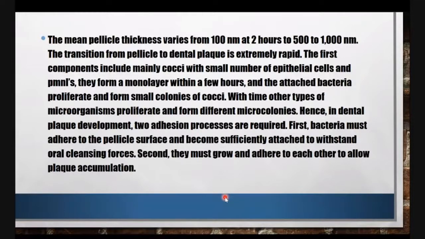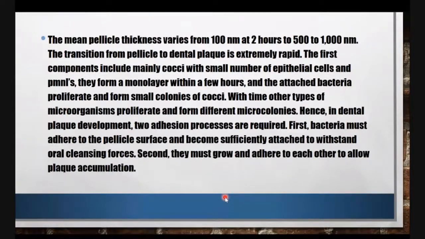The transition from pellicle to dental plaque is extremely rapid. The first component includes mainly cocci with a small number of epithelial cells, which are polymorphonuclear cells. They form the monolayer within a few hours, and the attached bacteria proliferate and form small colonies of cocci. The cocci are fast here in proliferation and start to multiply on the tooth surface.